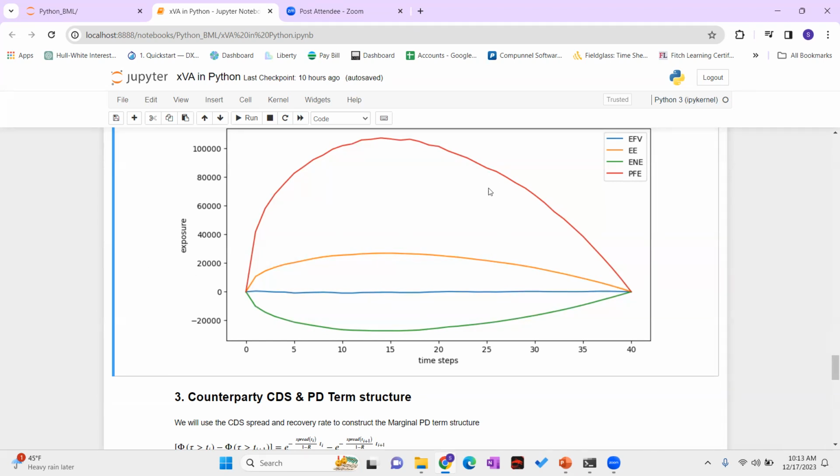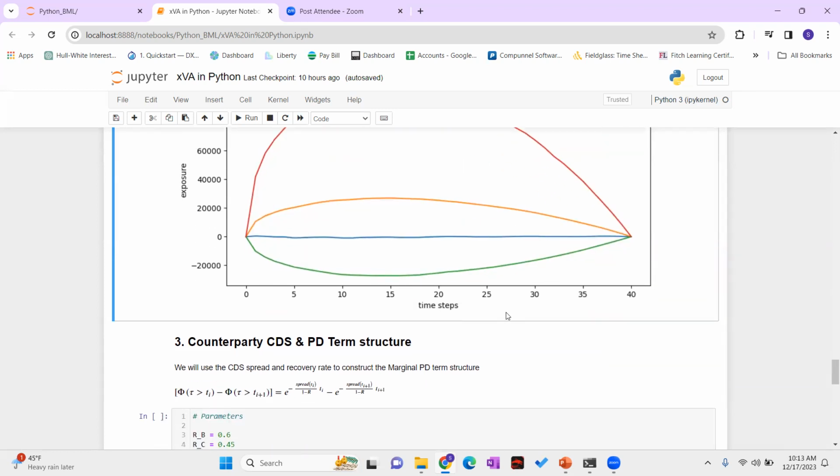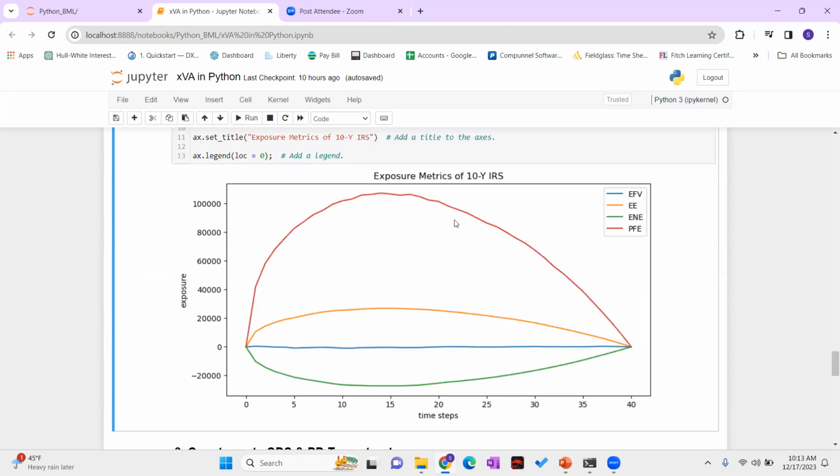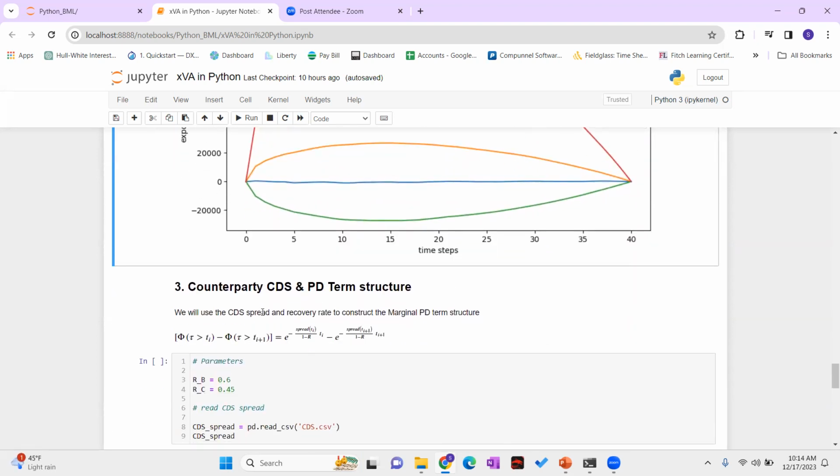All right, so once we get the exposure metrics, then we can keep rolling to the next set of calculations. Any questions, by the way? Any questions so far? There are a lot of different exercises. How does it look in the presence of collateral? What if you have two trades? Then you have to do netting. All of these we will do slowly and steadily. Okay, next set of calculations.